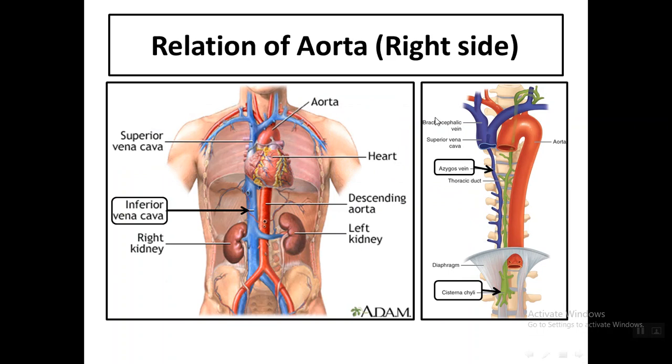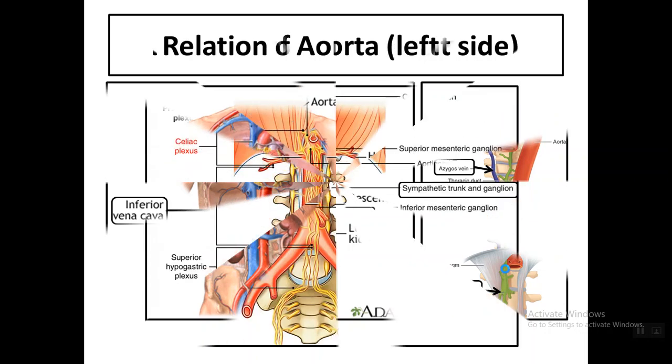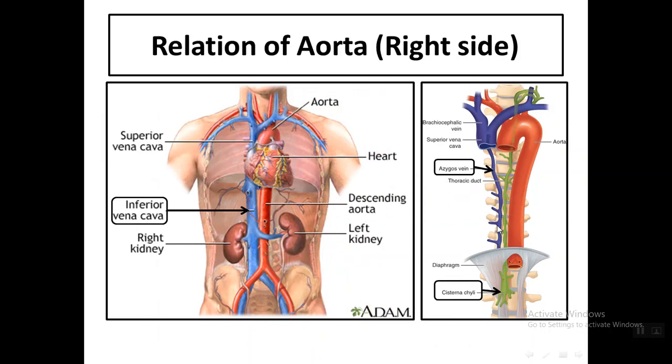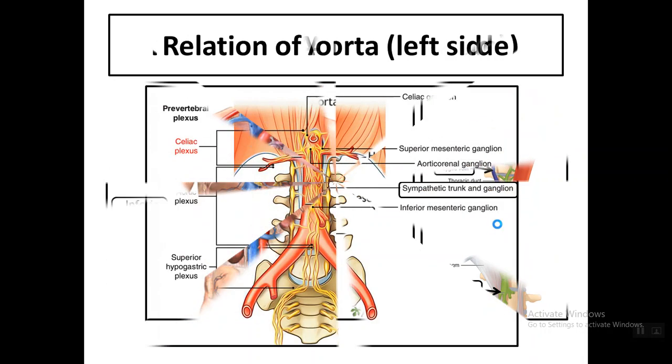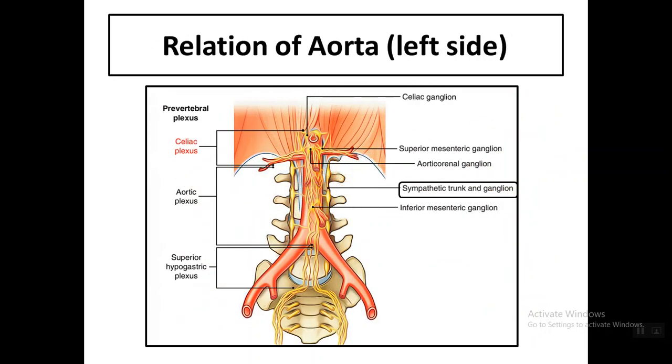Relations of the aorta. The inferior vena cava lies on the right side of the aorta. Also on the right side in the abdomen we have the cisterna chyli and the beginning of the azygos vein. While on the left side of the aorta we have the left sympathetic trunk.